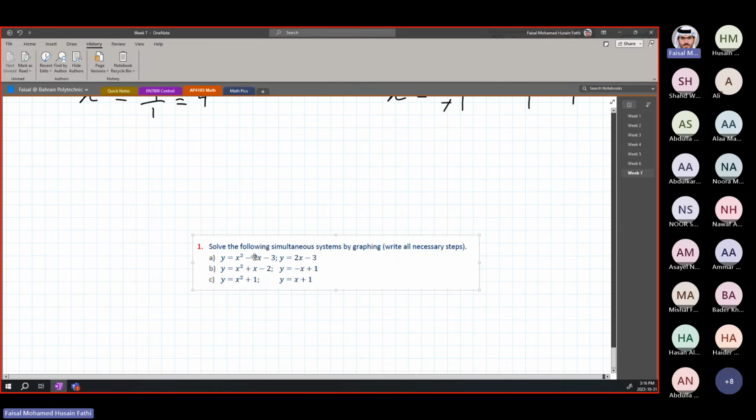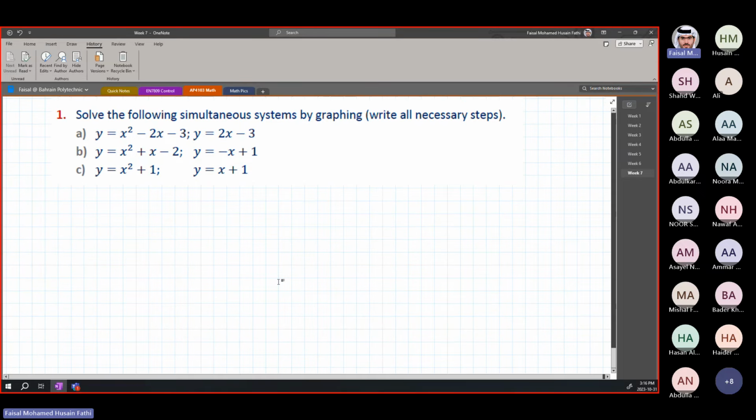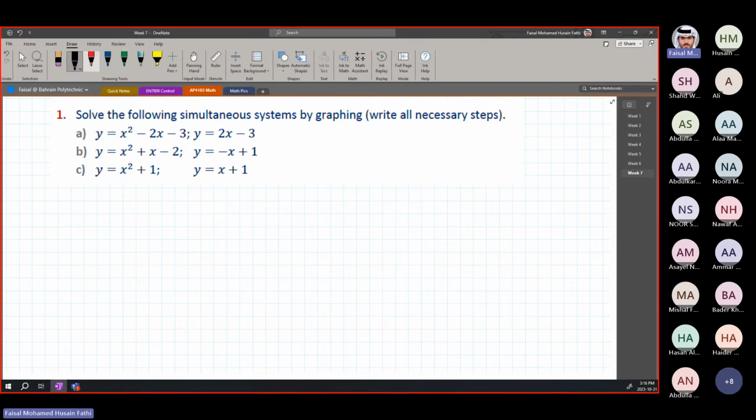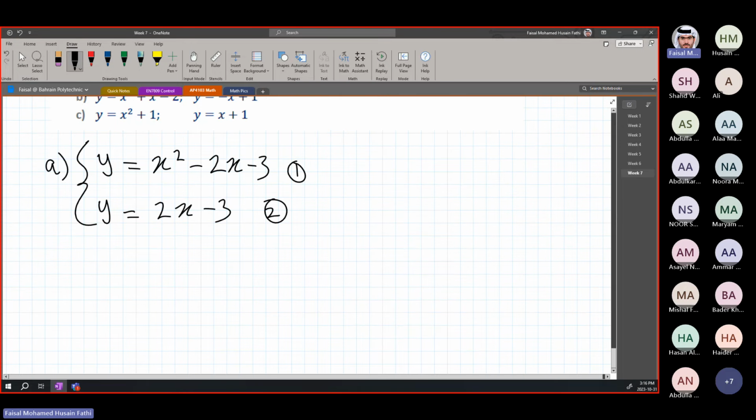So I will just explain the concept of how to find the intersection if you have a parabolic equation and a normal equation. So nothing new at all from the solving side, all the concepts here you already know from the previous weeks. So if we do part A, we have y is equal to x squared minus 2x minus 3 and we have y is equal to 2x minus 3. Then this is equation 1, this is equation 2. Okay?